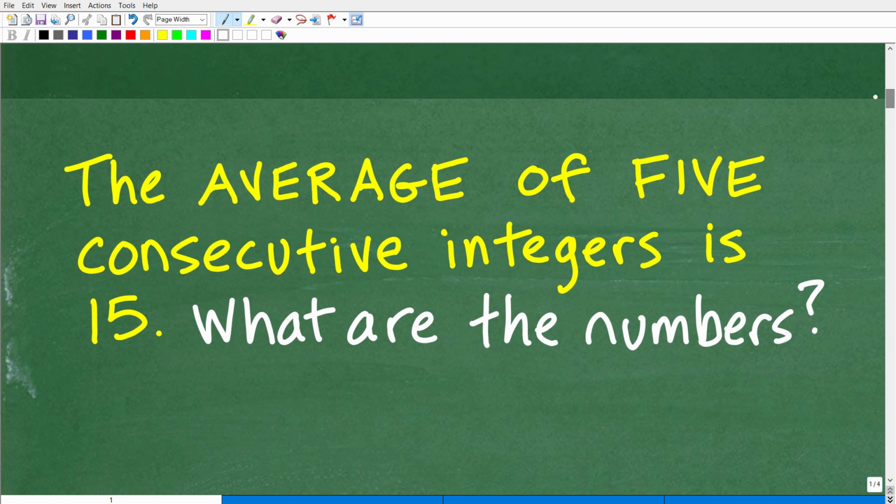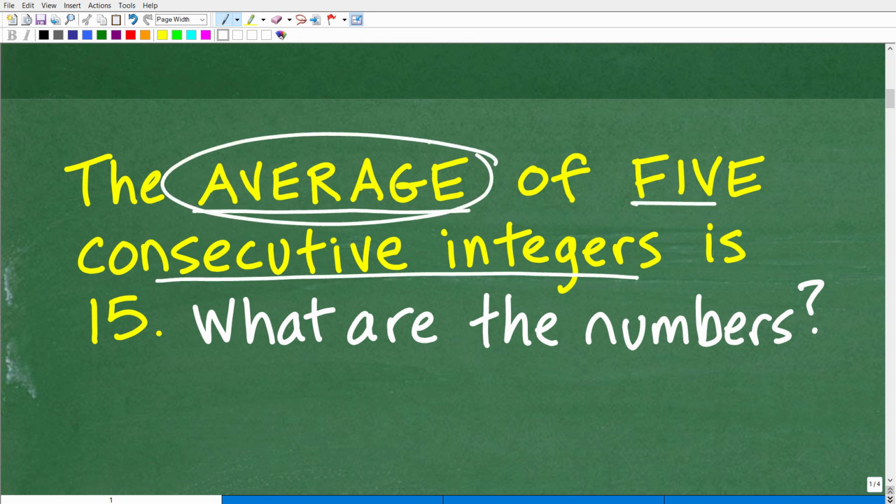And the first three steps to solving any math problem, especially a math word problem, are the following. The first is to read the problem. The second step is to reread the problem. And the third step is to read that problem one more time and make sure you know exactly what the question is. So here, the average, okay, so we're talking about the average of 5 consecutive integers.